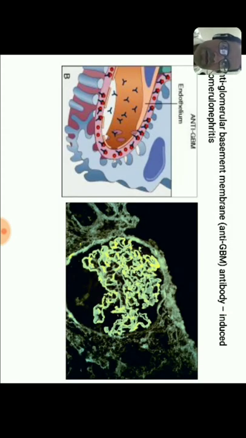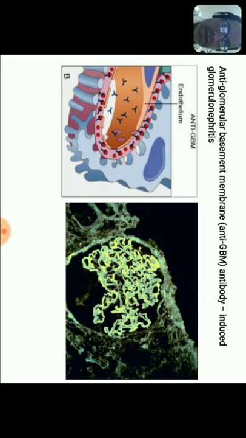Next figure is of a disease which is called anti-glomerular basement membrane antibody induced glomerulonephritis, that is anti-GBM disease. In this anti-GBM disease, there are membranous deposits on the left hand side, that is figure B, and on the right hand side, this particular immunofluorescence pattern, because of the membranous deposit, is of a linear pattern rather than a granular pattern.